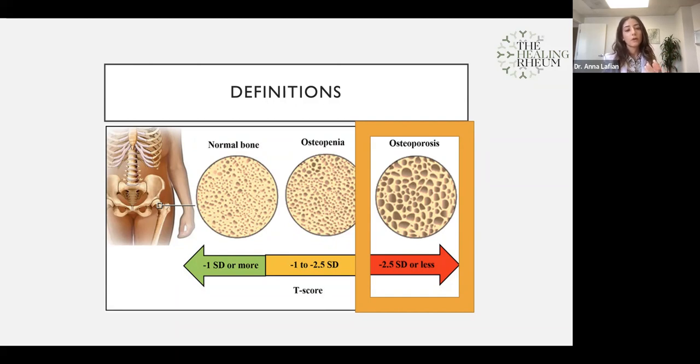And from there, we can extrapolate how strong or weak your bones are. So if you are at -1 or better or more, you have a normal bone density. And this value that they create compares you to people of your own age group. So if you have a bone density of -1 to -2.5, you are considered osteopenic. So you have a little bit of bone density loss. If you have a T-score of -2.5 or greater, so -3, -3.5, -4, you are considered osteoporotic.